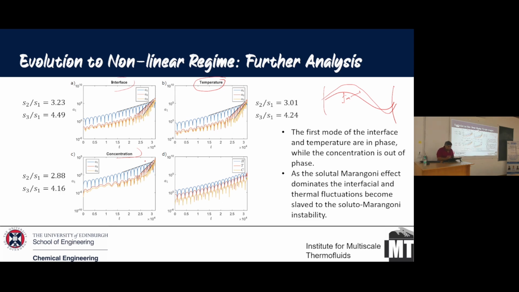But then what I want to check is how are the lower order magnitudes, because once you become nonlinear, you have lower order, you have higher order harmonics coming into the picture, okay? So here what we do is we take the ratios between the slopes of each of these things, and we find that basically it's the solutal Marangoni which is actually driving the whole instability.